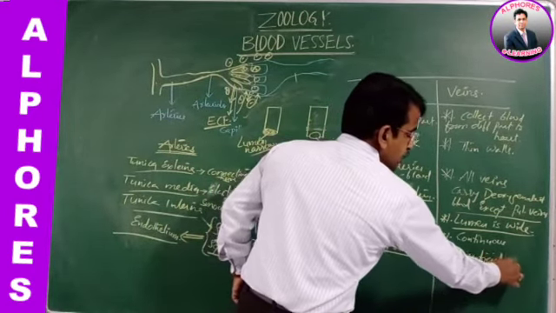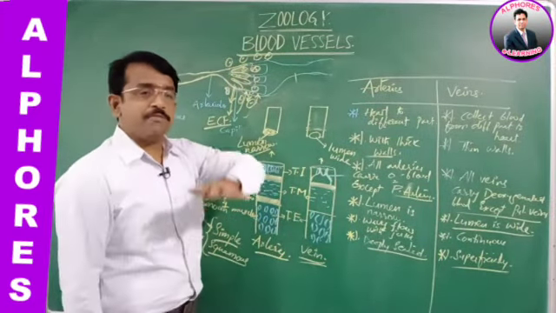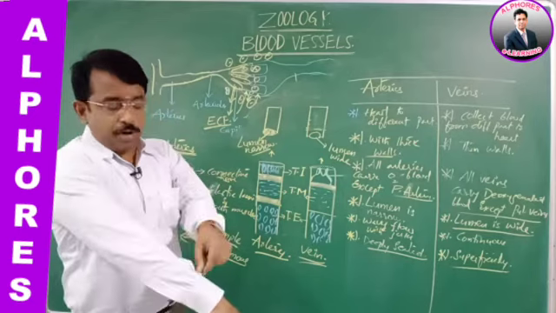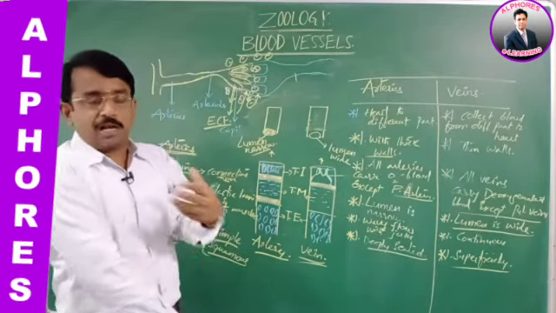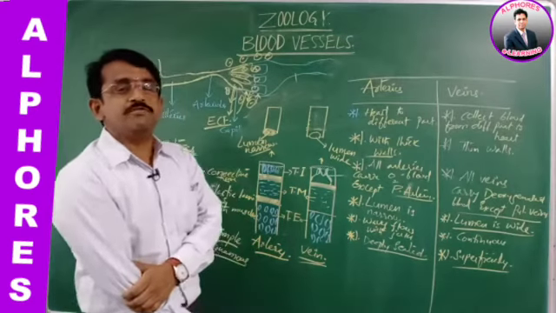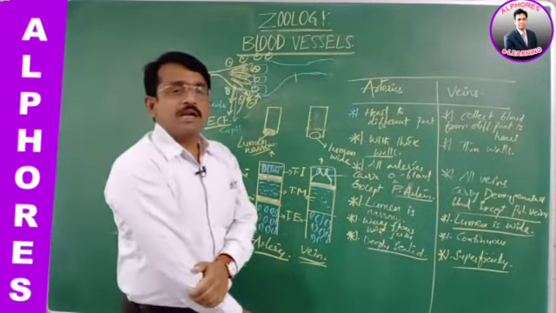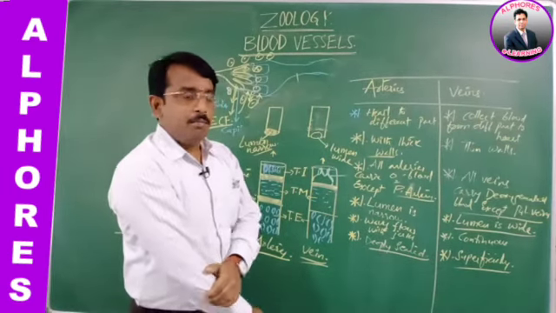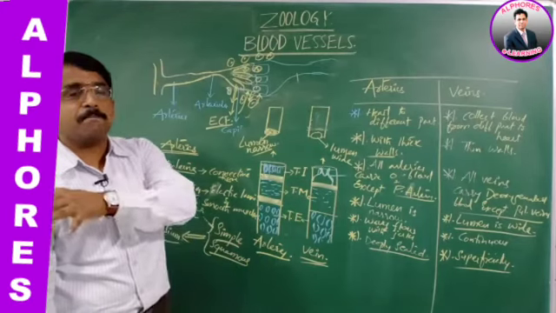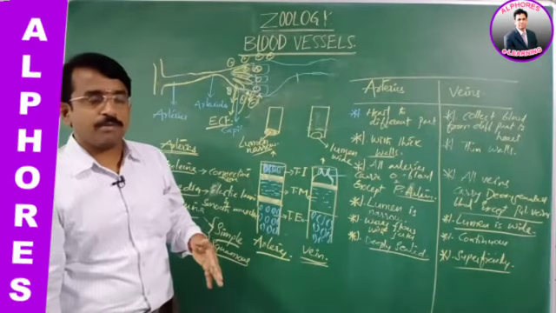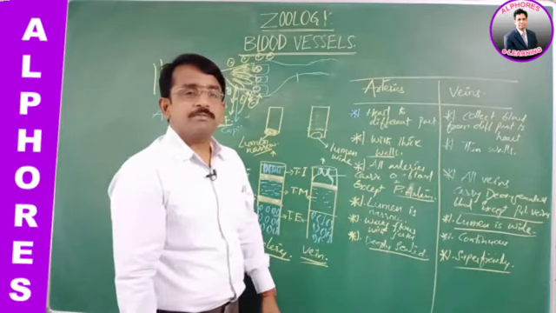Superficially means they are peripherally present, at the uppermost layer. Whatever blood vessels you see on the surface are peripherally located blood vessels, which are nothing but the veins. Veins are present at the uppermost layers of the body, whereas the deeply seated ones are arteries.